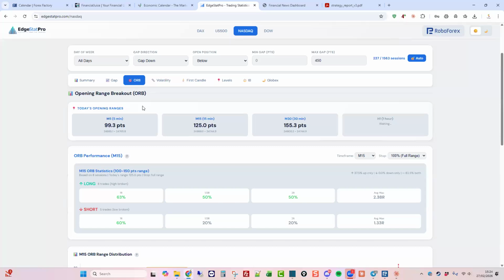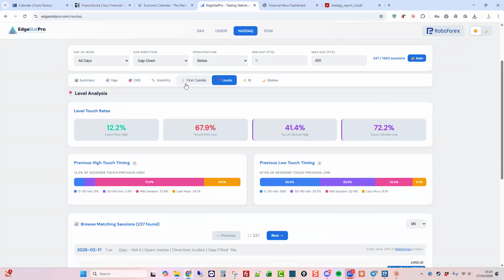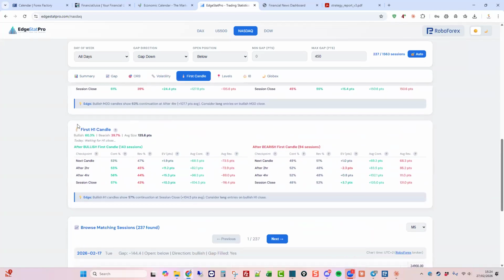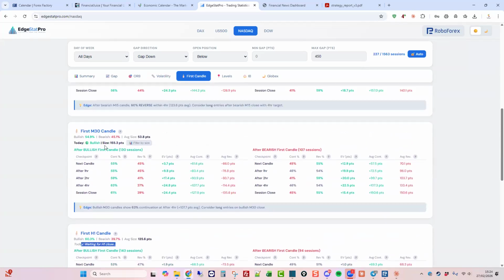When you're an hour into the session, you can go and look at levels, right? So, first candles and say, right, we're an hour in. What happens usually after the first hour has gone in? So we haven't had that hour yet, but let's say we have. We'll look at the 30-minute.